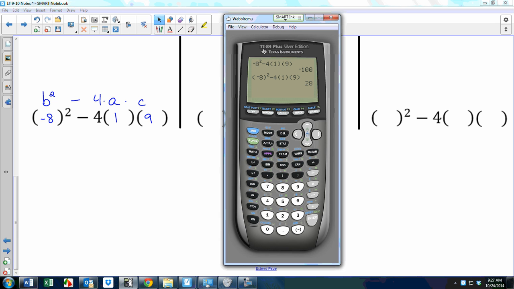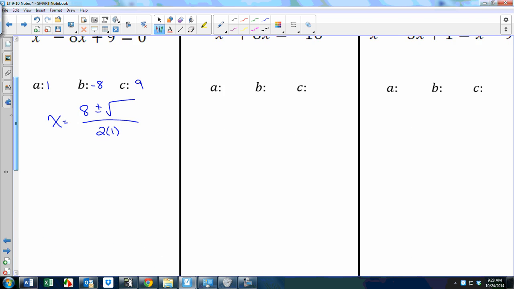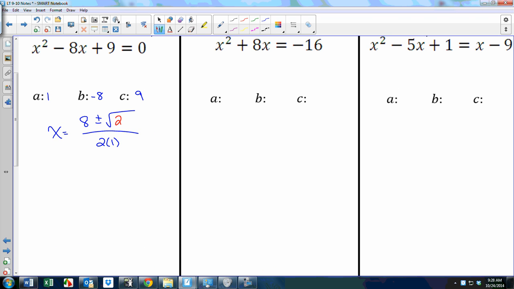Be careful. If you don't put parentheses around your negative 8, when you square it, the calculator is going to take the opposite of 8 squared. All right, so 28 is the number for B squared minus 4AC. So 28 is the number that goes up here under the square root. The rest of this is algebra 1, simplifying square roots and simplifying fractions.